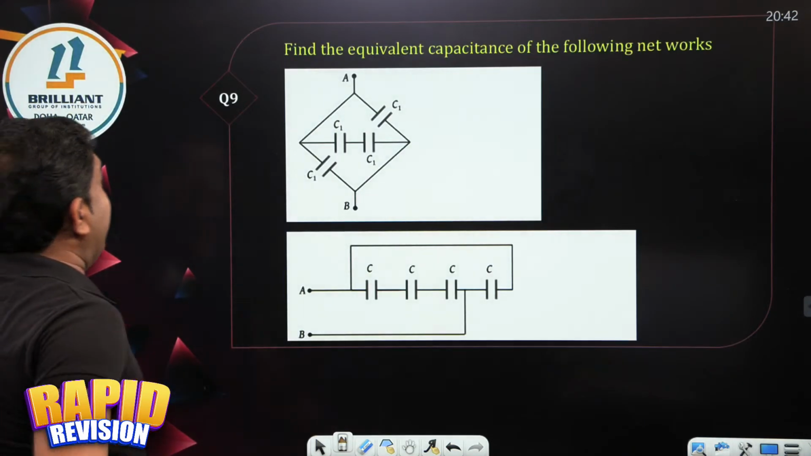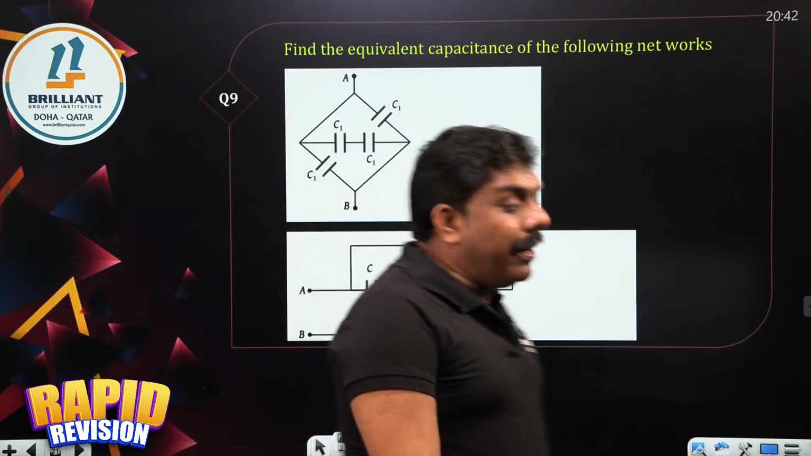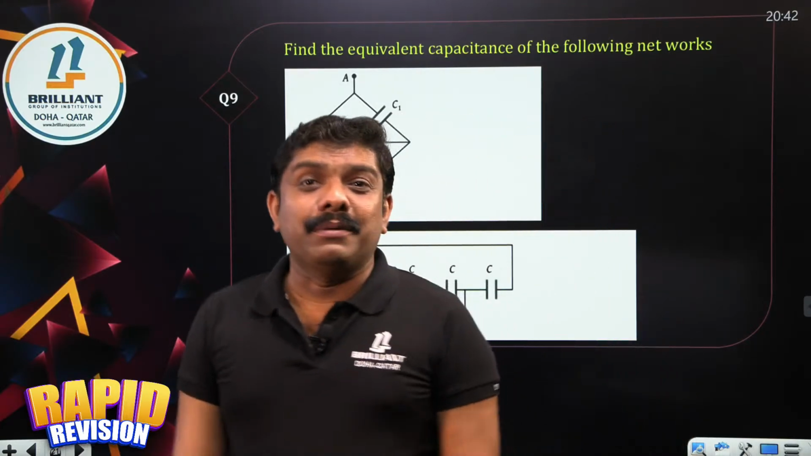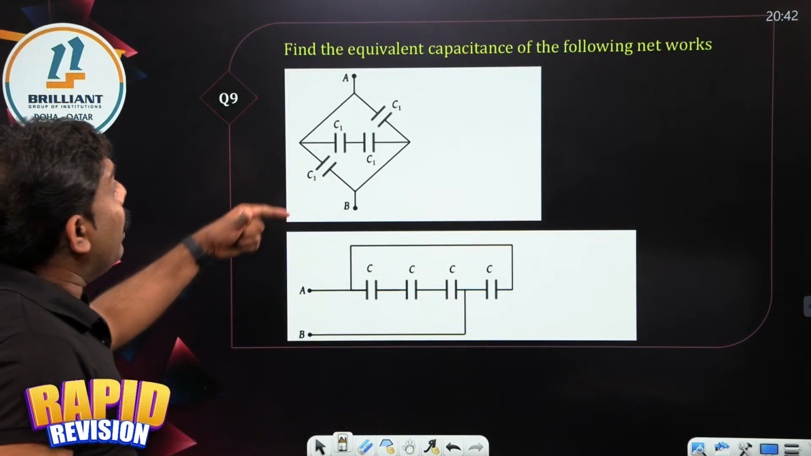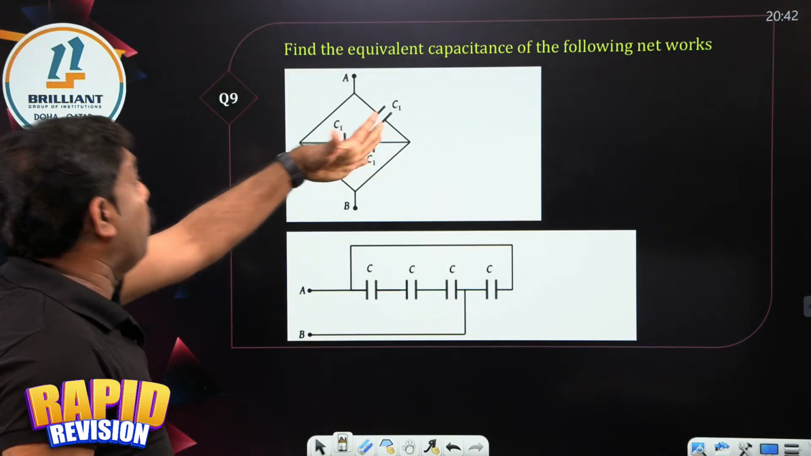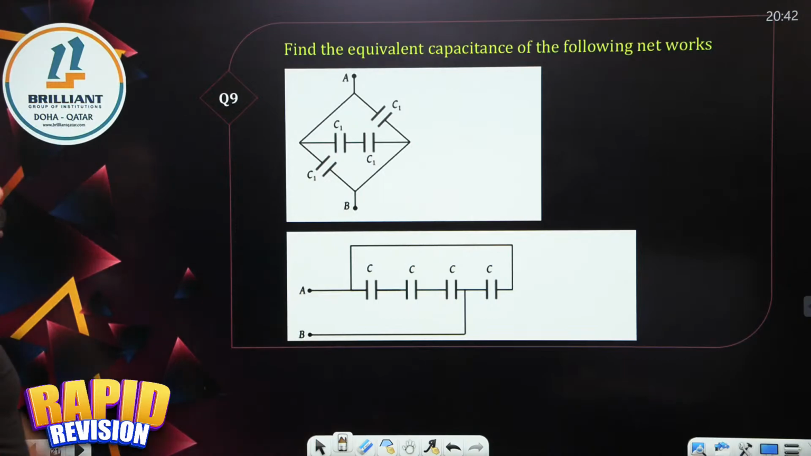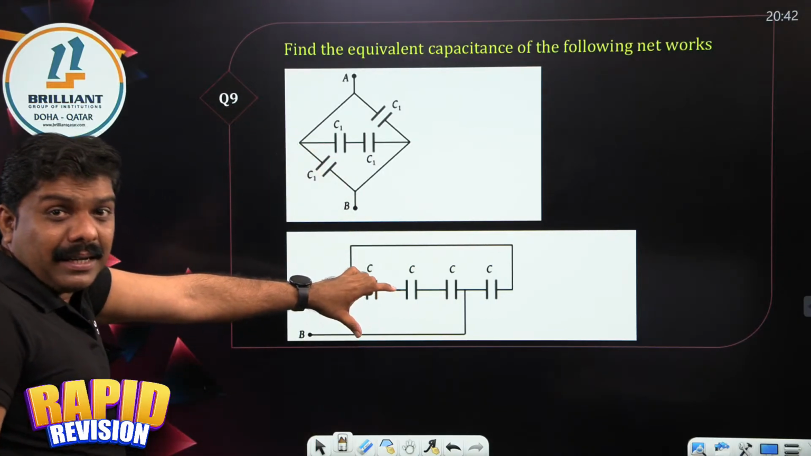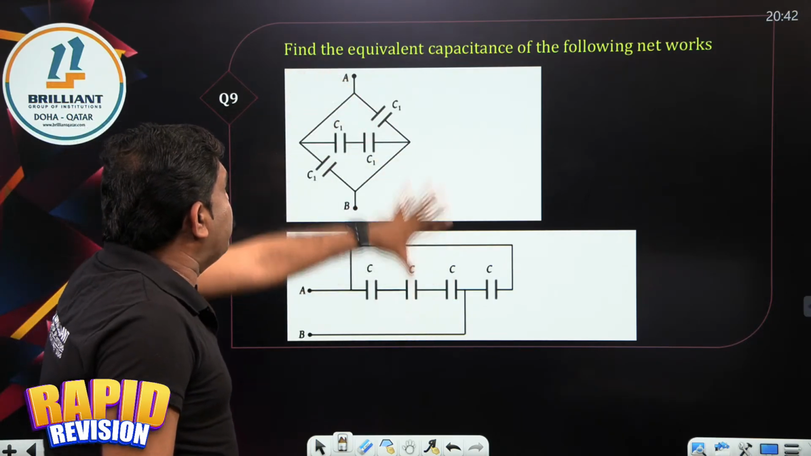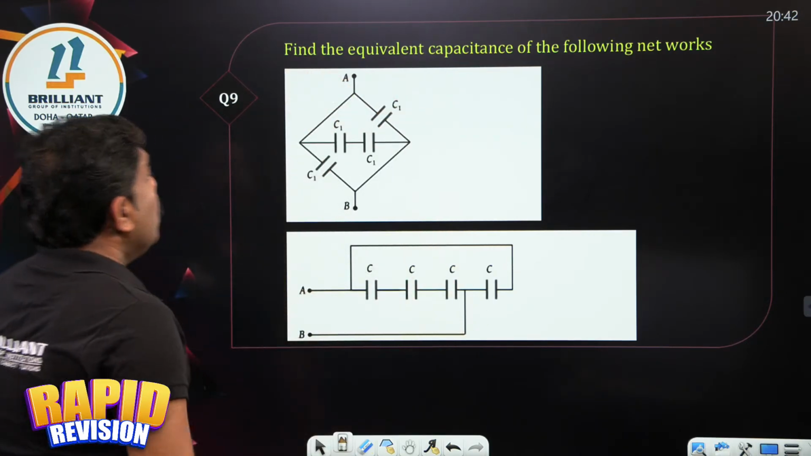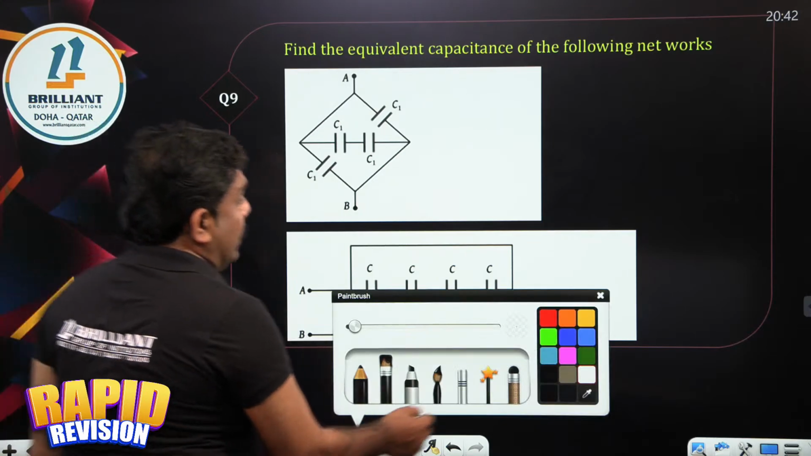Now we are explaining question 9. It's so interesting. I think many students can answer this question. What is it? Find the equivalent capacitance of the following network. Here the 2 networks are given, and we are asked for the equivalent capacitance of this network. So I'm trying the first network.